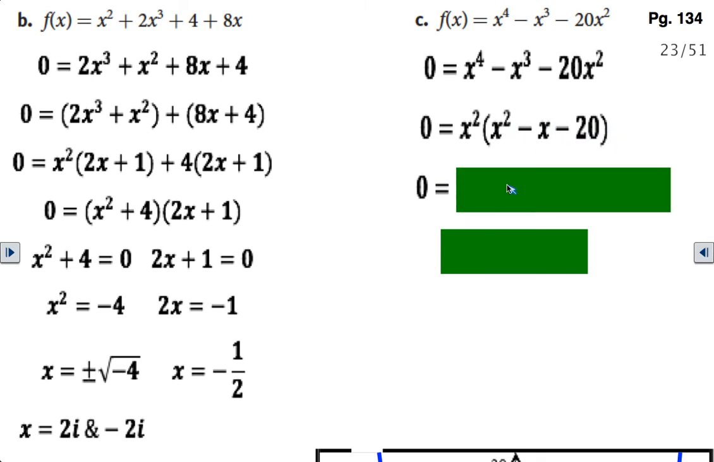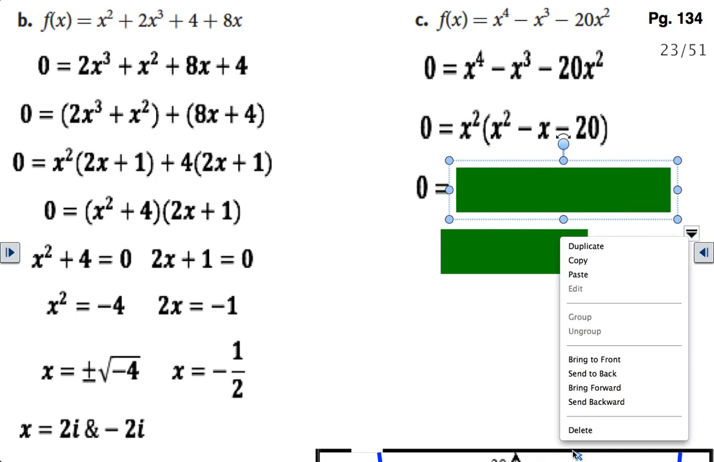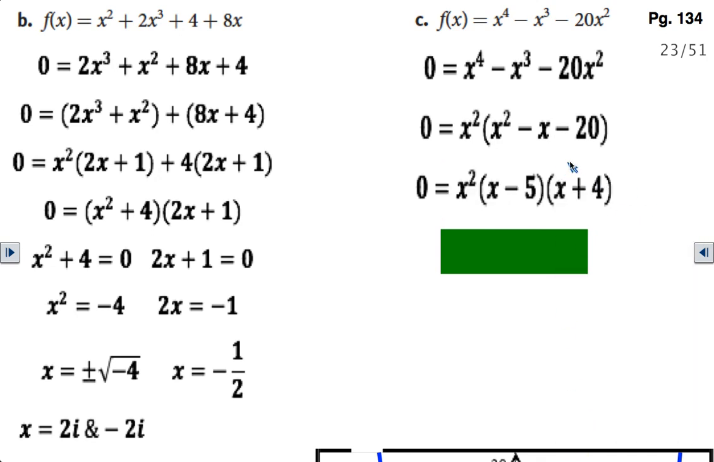If you can't remember how to factor without using your quadratic formula, you can go ahead and use your quadratic formula, but this one is fairly easy to factor because I have a negative sign here. I know that one of my factors will have a minus sign and one will have a plus sign. I need 2 numbers that multiply together to get 20 and add together to get a negative 1. So 5 times 4 gives me 20. And if I have a negative 5 and a positive 4 and I add those together, I get negative 1. So those are my factors.